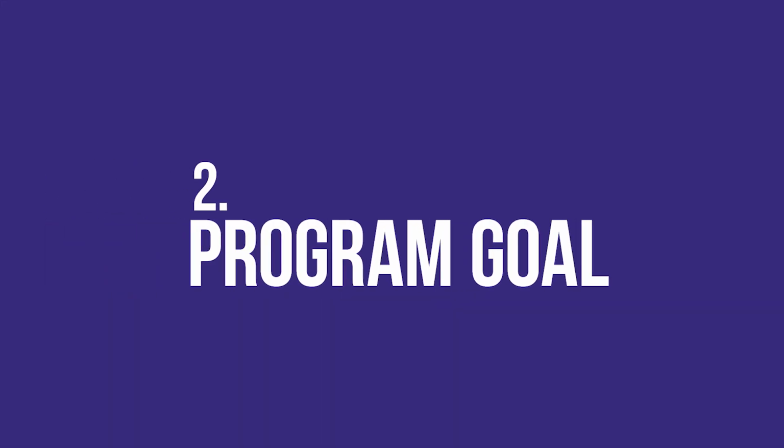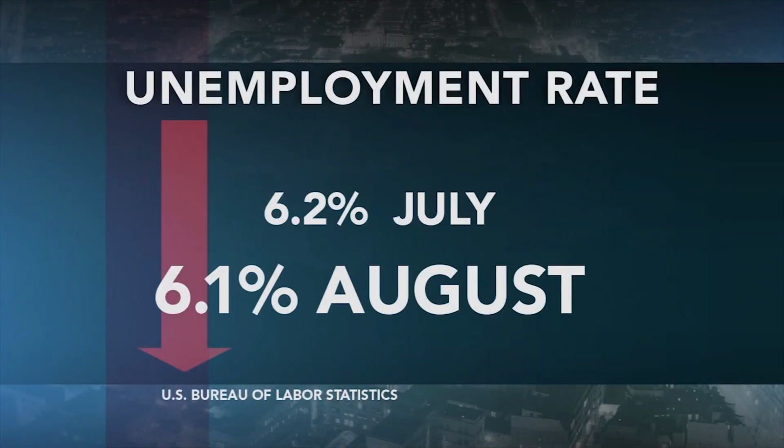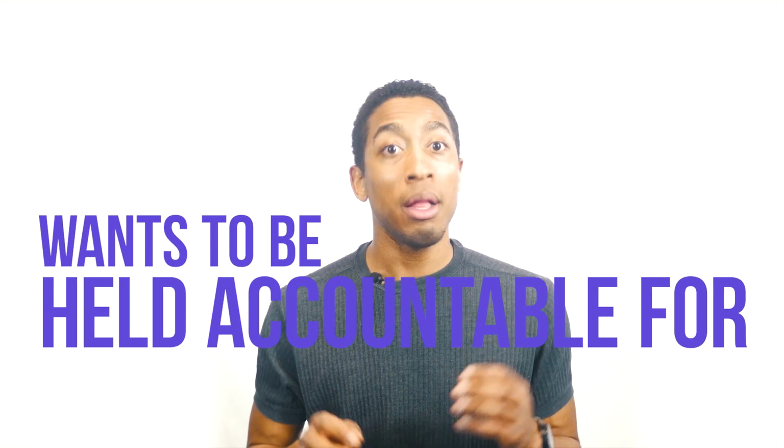Next point, program goal. What result are you seeking to achieve? The goal of the Green Foundation is to break the poverty cycle in the USA. The short-term goals will be the unemployment rate going down in the communities they serve. A good theory of change doesn't simply reflect what an organization is already doing. It rather articulates what the organization wants to be held accountable for. Thus, make your goals specific and set an accountability target.